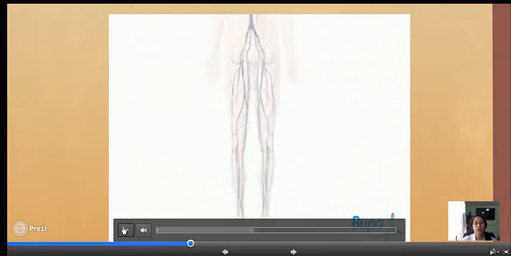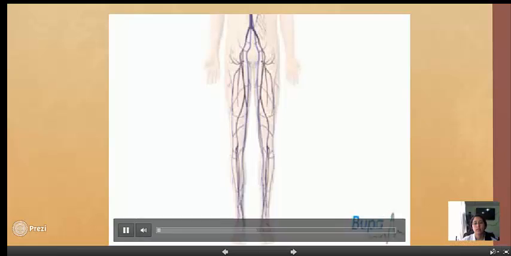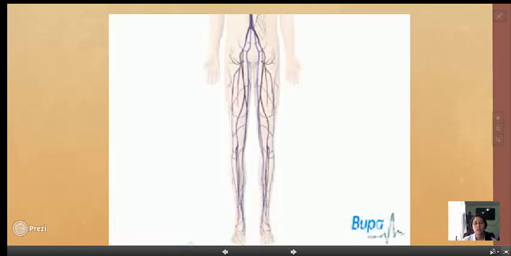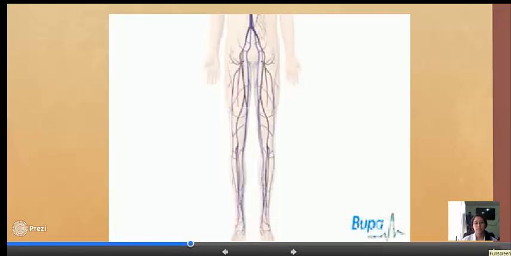Let's see a video about venous embolism. Animation shows how deep vein thrombosis, or DVT for short, forms. DVT is a condition where a blood clot forms in a deep vein, usually in the leg. Click the navigation arrows below the animation screen to play, pause, rewind, or fast forward the animation.